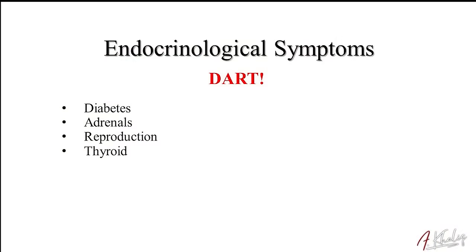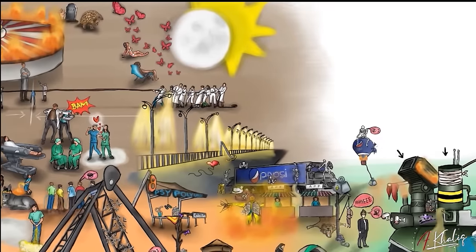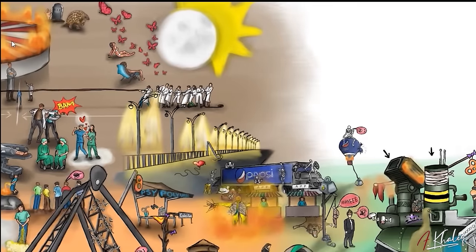And finally, we can head over to our endocrinology section. Now, what's the mnemonic for this system? That is DART. D-A-R-T. Diabetes, adrenals, reproduction, and thyroid. And this section is going to be very short and quick, I promise. And why is that so? Glad you asked. That's because you have already covered all of these symptoms in the rest of the sketch. We're just going to give it a revision here.